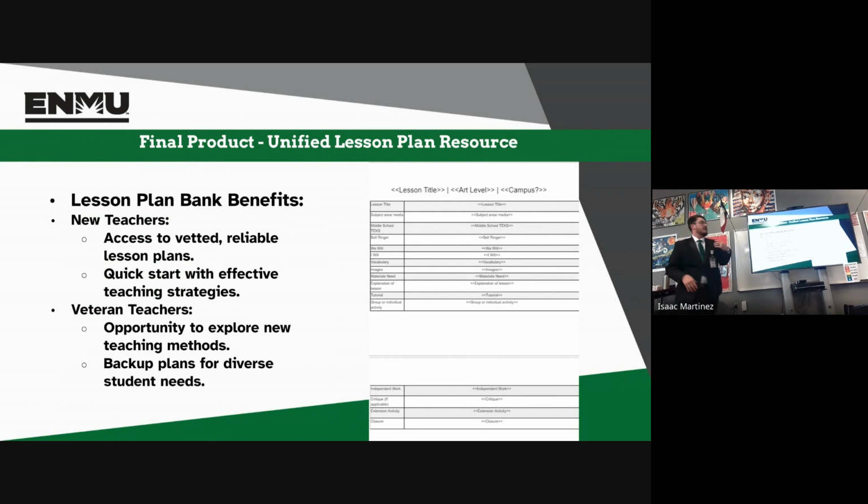This essentially just allows teachers to have an easy to read, easy to understand lesson plan format, which is unified by all of the campuses. So that way, even if there's a teacher that needs to cover for another at, let's say, from LBMS to LCMS, we still understand the lesson plans. Everything's the same.